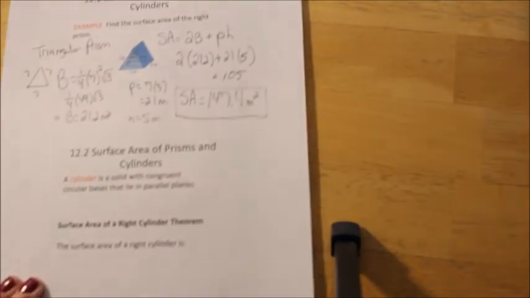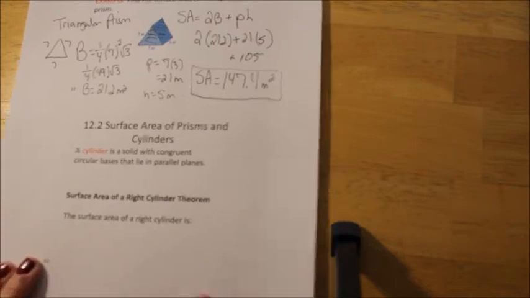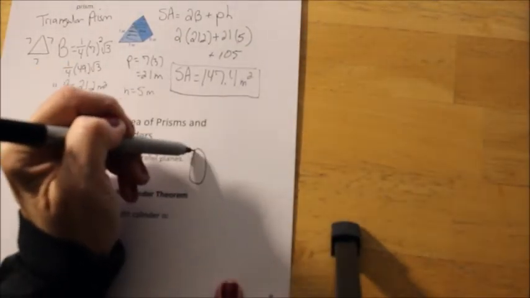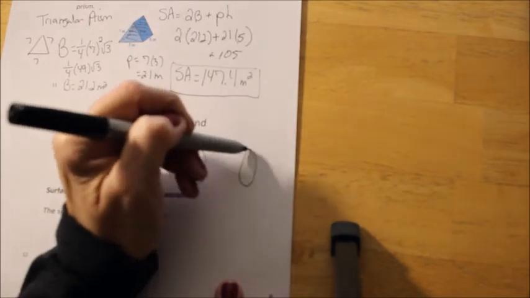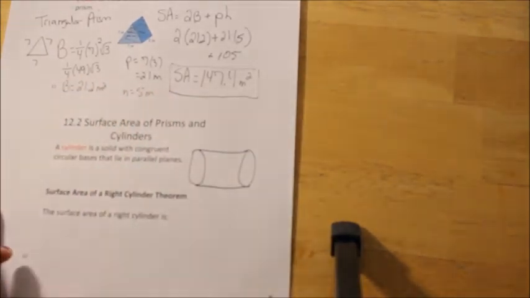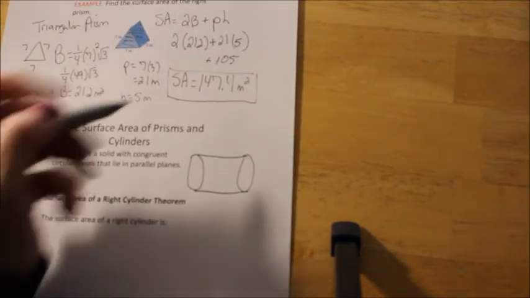Okay. The last figure is easy breezy. We want to talk about a cylinder. A cylinder is kind of like a soup can. If you take a look, the bases are always going to be circular. So a cylinder is a solid with congruent circular bases that lie in parallel planes.